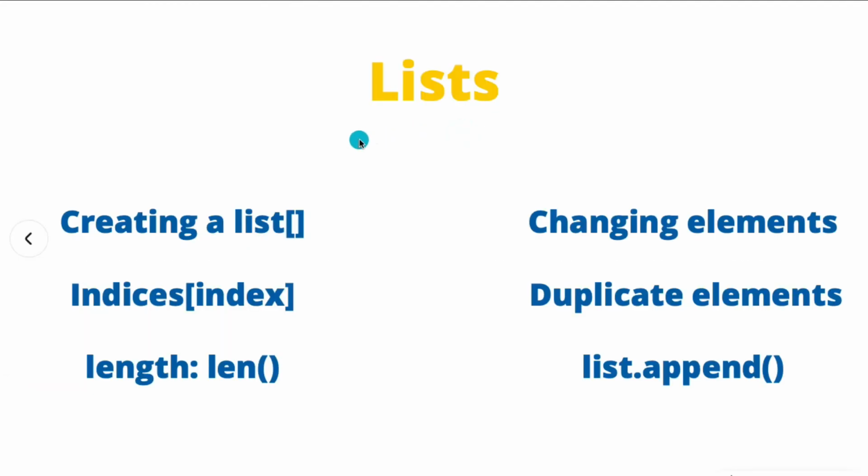So basically guys, today we learned about lists. We learned how to create a list, how to use indices using square brackets and typing the index inside of them. We learned how to get the length of a list using the len method. We learned how to change elements inside of a list, and we learned that lists can have duplicate elements. And finally, we learned how to add elements to a list using the dot append method.